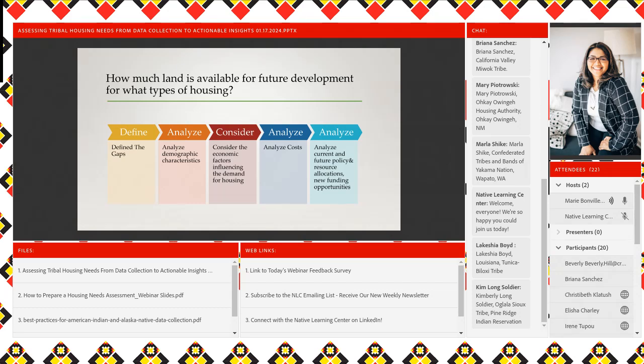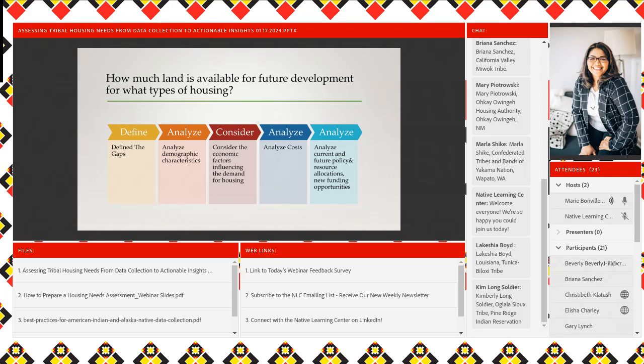So for example, how does this work when you're applying it? How much land is available for future development? What types of housing? I'm going to define those gaps by analyzing the demographic characteristics. I'm going to talk economic factors in terms of developing that land, the land use, working with other tribal departments, I'm sure, in getting that information. The cost associated with that, of course, I'm going to have to work with finance and other tribal departments to get that information if it's not in-house.